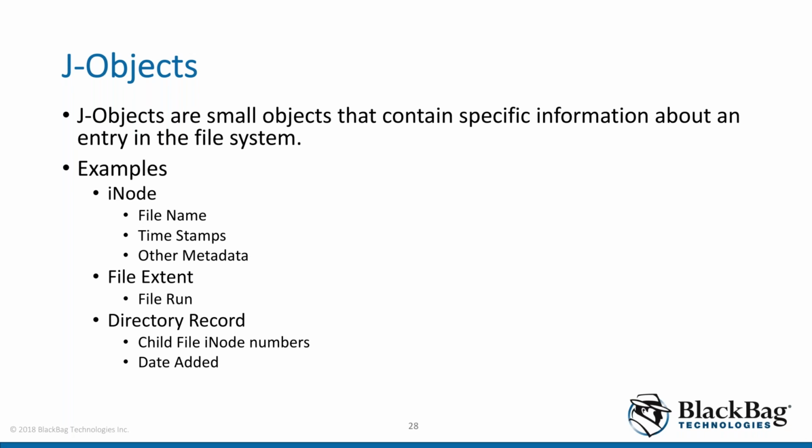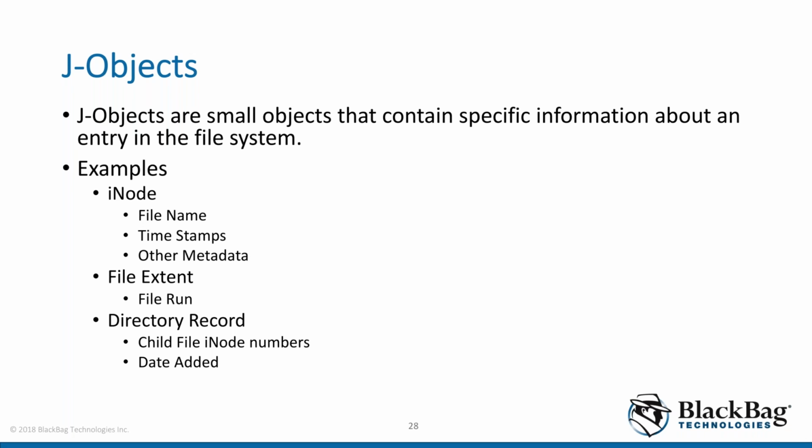Along with our 4K objects, which are true APFS objects, there's something that they call internally J objects. And J objects are embedded inside of these larger 4K objects in a very specific subset of objects. And these are tiny little objects that give you different information about the entries inside of the file system.